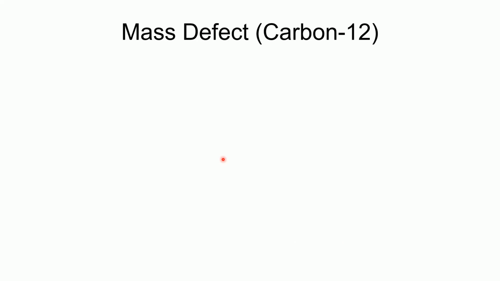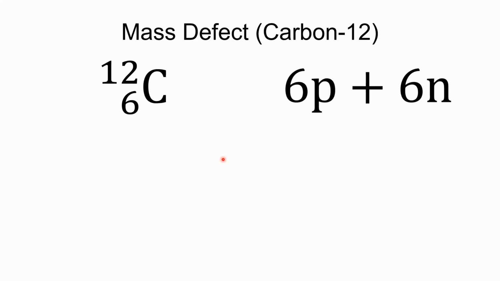Okay, so our next topic is something that we refer to as mass defect. And again, to illustrate what mass defect is, I'm going to show you how to do the calculation for carbon-12. Carbon-12 has an atomic mass of exactly 12 atomic mass units. So if you have one carbon-12 atom, it's exactly 12 atomic mass units.